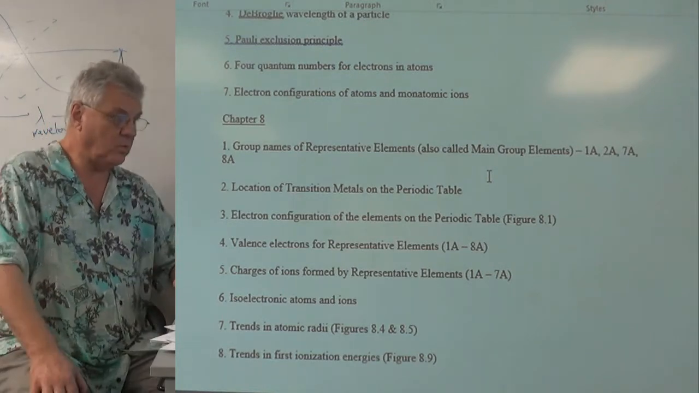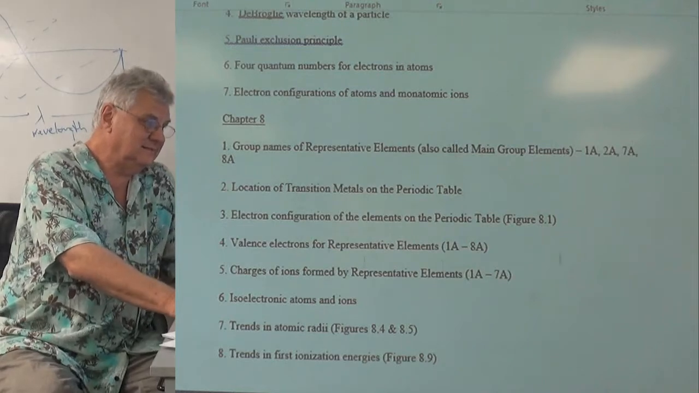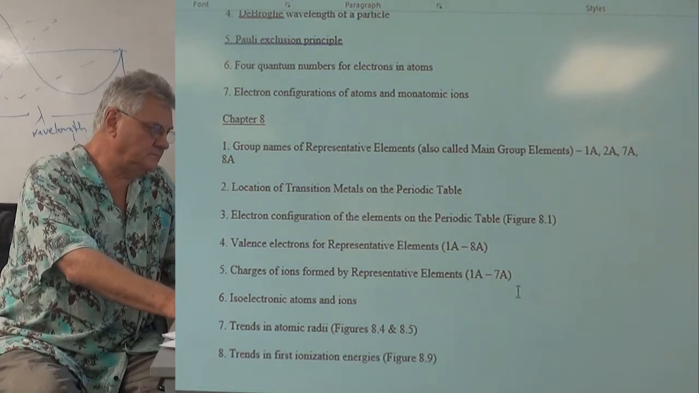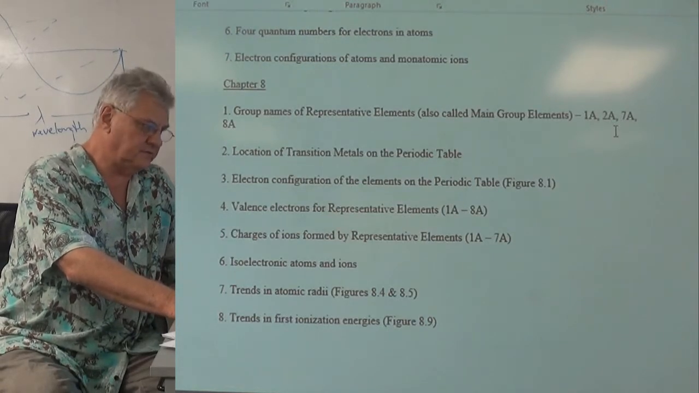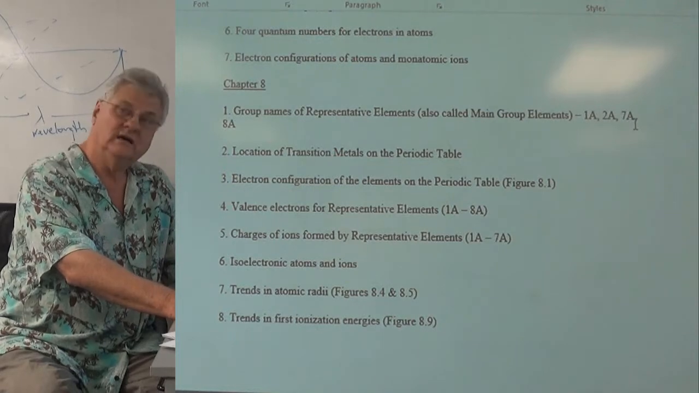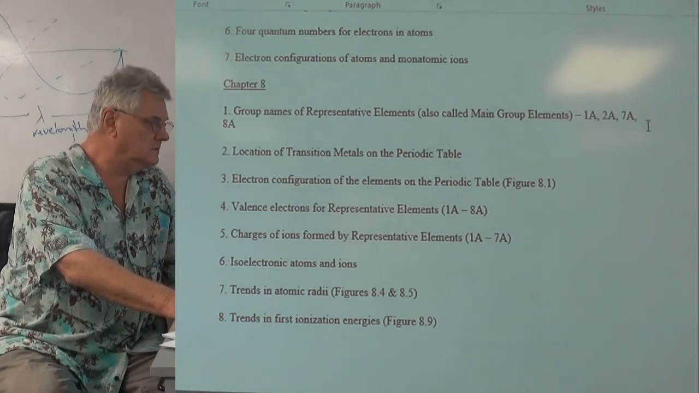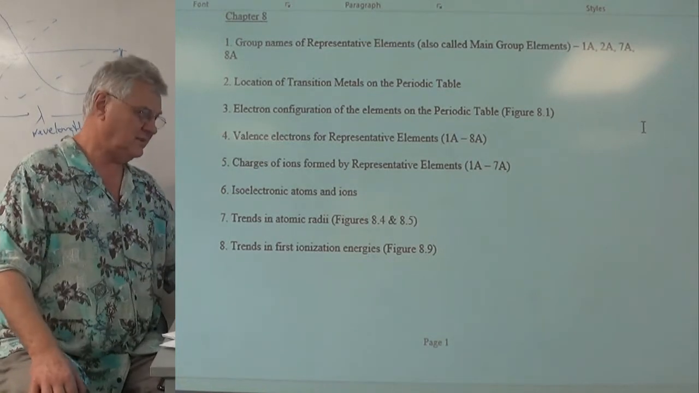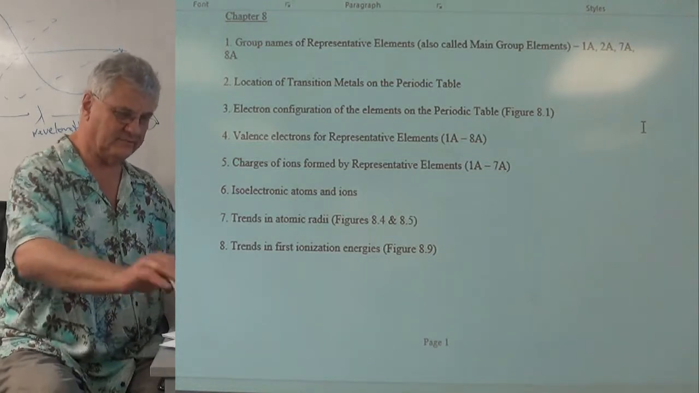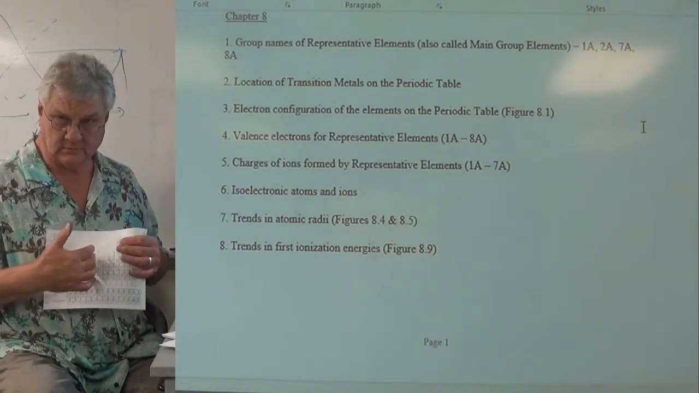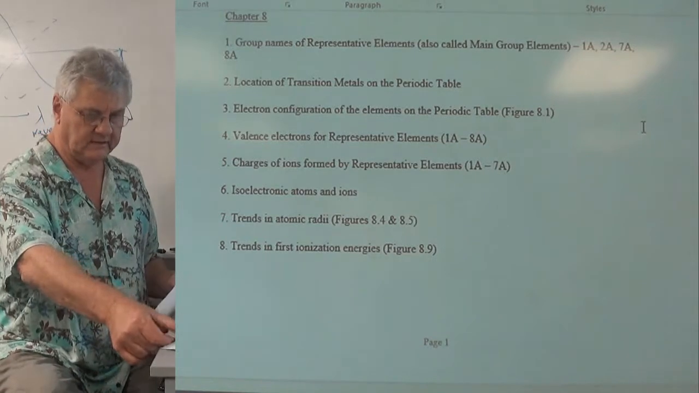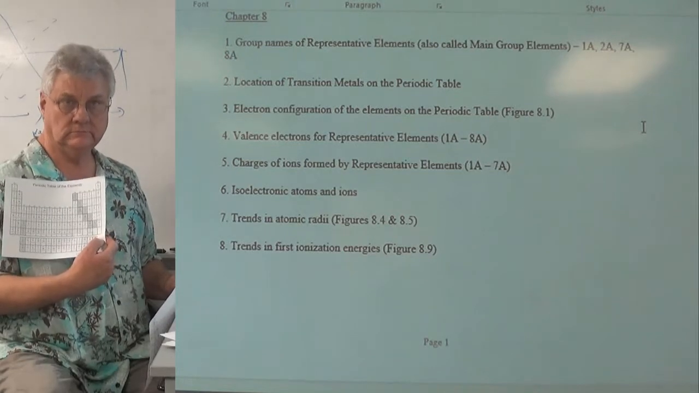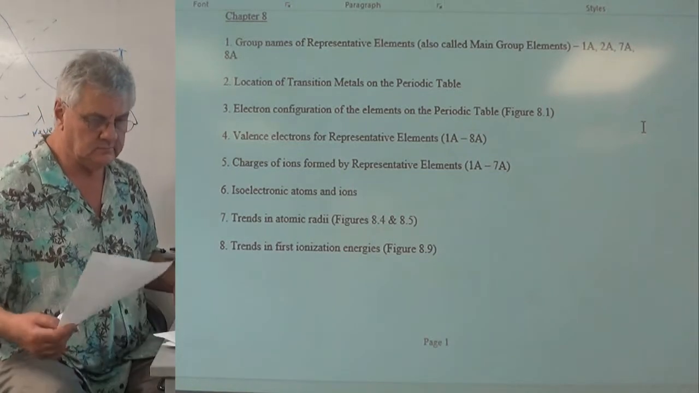What's the name of the group 1A? Alkali metals. The alkali metals. What's the name of the group 2A? The alkaline earths. What's the name of group 7A? Halogens. The halogens. And then 8A? Noble gases. The noble gases. Location of transition metals on the periodic table: there are obviously these metals in the middle. On one of your periodic tables, those groups end in the letter B. In the center of the periodic table.